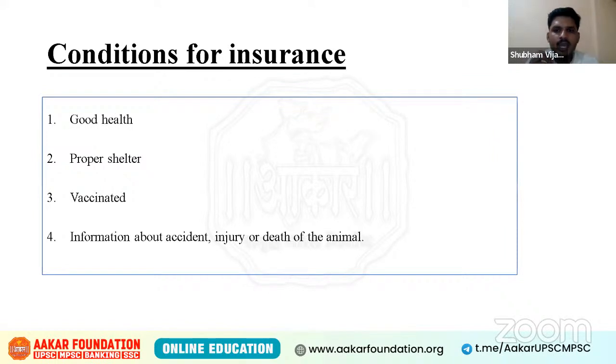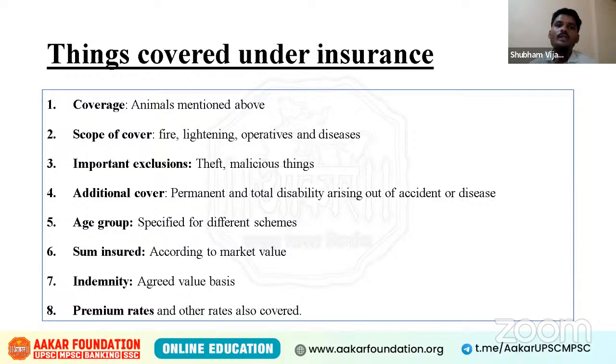And conditions for insurance, insurance bima. A particular farmer wants to draw insurance for his animal, but the conditions are that his animal must be in good health, under proper shelter, and vaccinated against fatal diseases. And if there is any recent accident, injury, or death of an adjacent or nearby animal, then that history must be clear. So four major requirements are there: good health, proper shelter, vaccination, and information about accident, injury, or death of animals.